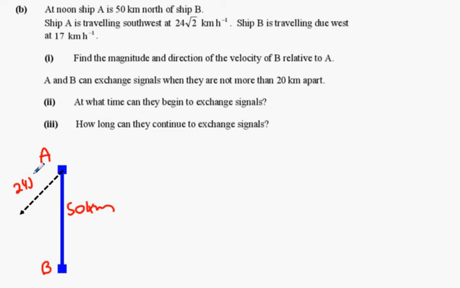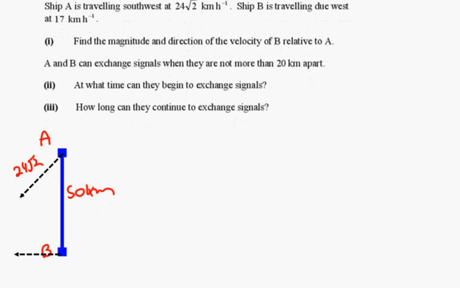24 root 2. Okay, and what way is ship B? Ship B is traveling due west. Ship B is traveling this way, and it's saying 17 kilometers an hour. Find the magnitude of the direction of velocity B relative to A.